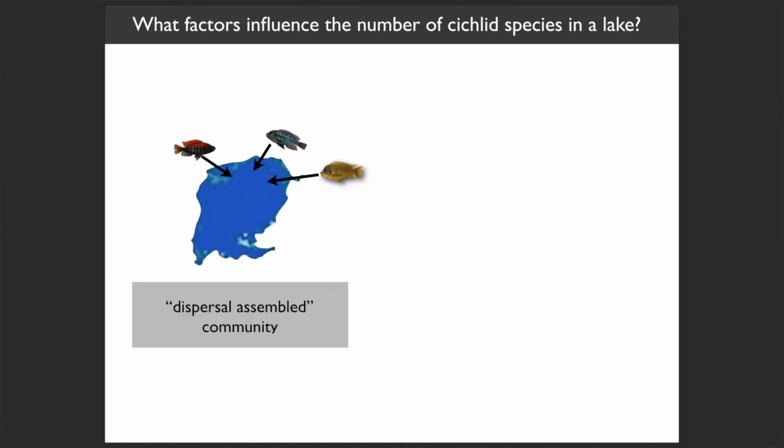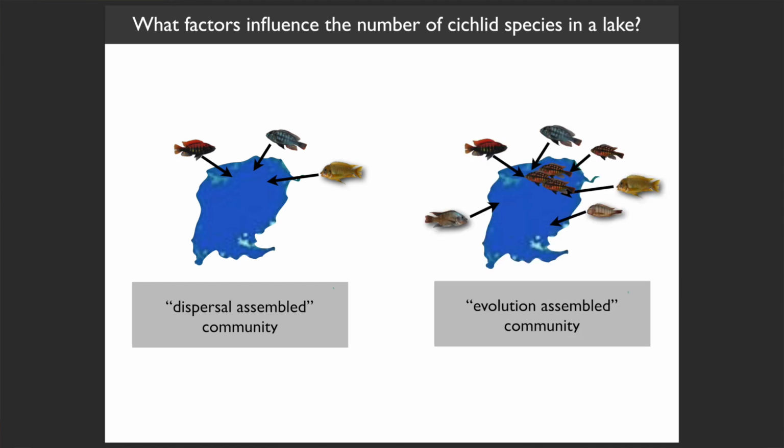So we can think of the number of species in these lakes in a couple of different ways. Some lakes, the species are there simply because they've colonized the lake. They've dispersed into the lake from rivers. And so this would be a dispersal assembled community. We have other communities where there's been evolution of one of those colonists. And so we can think of this as an evolution assembled community. And in these cichlids, sometimes this evolution has happened in one lineage, and sometimes it's happened in multiple lineages to contribute to the number of species that we find in that lake.